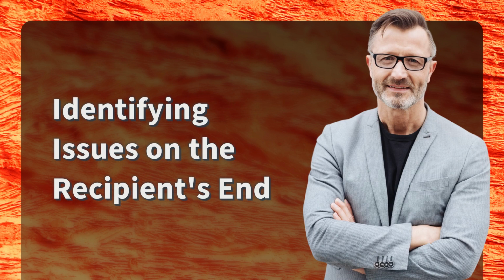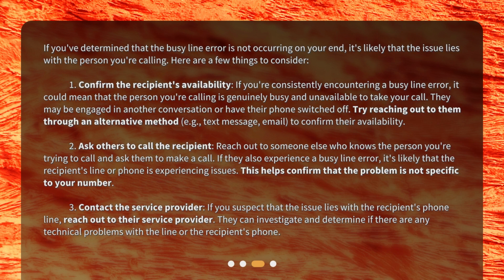Identifying issues on the recipient's end. If you've determined that the busy line error is not occurring on your end, it's likely that the issue lies with the person you're calling. Here are a few things to consider. 1. Confirm the recipient's availability. If you're consistently encountering a busy line error, it could mean that the person you're calling is genuinely busy and unavailable to take your call. They may be engaged in another conversation or have their phone switched off. Try reaching out to them through an alternative method, e.g., text message, email, to confirm their availability.